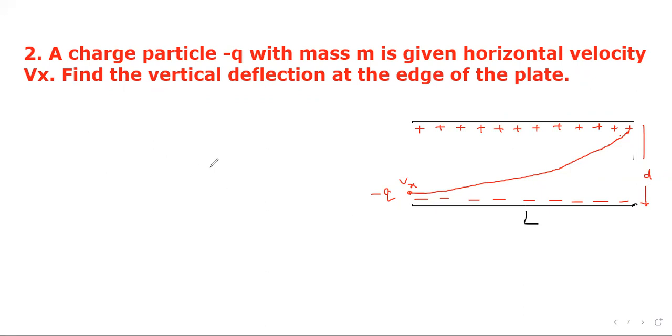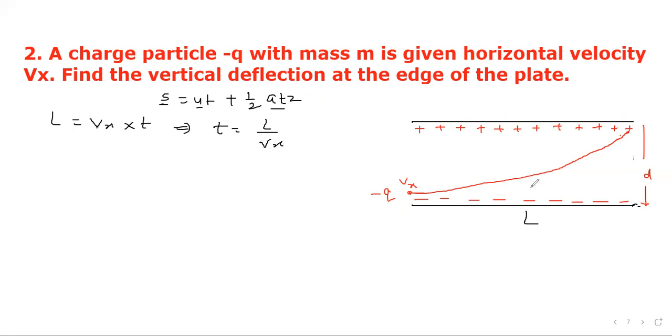So let's consider horizontal motion first. We are going to apply the formula S equal to ut plus half at squared. Along horizontal, meaning along the x-axis, acceleration is 0. S is given as L, u is given as Vx. So L equals Vx into T. So from here, we get T equal to L upon Vx.